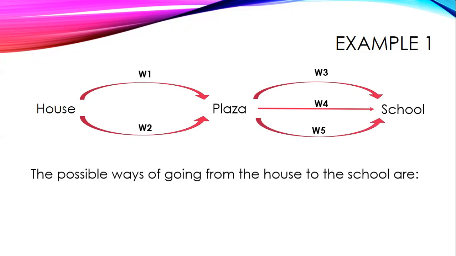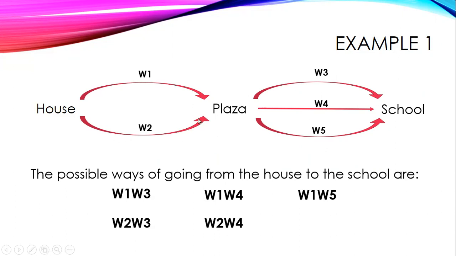The possible ways of going from the house to the school are pwedeng from way 1 and way 3. Pwede ring way 1 and way 4. Pwede ring way 1 and way 5. Way 2, way 3. Pwede ring way 2 to way 4. Or lastly is way 2 to way 5. Ayun yung mga possible ways from house to school.